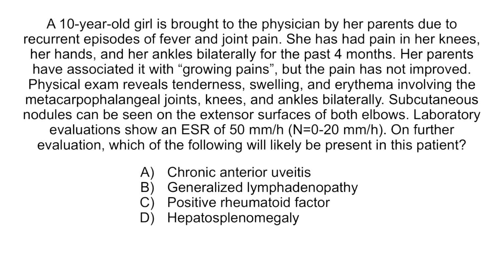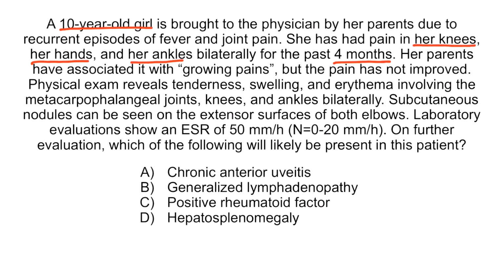Laboratory evaluations show an ESR of 50. On further evaluation, which of the following will likely be present in this patient? A. Chronic anterior uveitis. B. Generalized lymphadenopathy. C. Positive rheumatoid factor. Or D. Hepatosplenomegaly. All right, so this is a 10-year-old patient presenting with arthritis for 4 months.